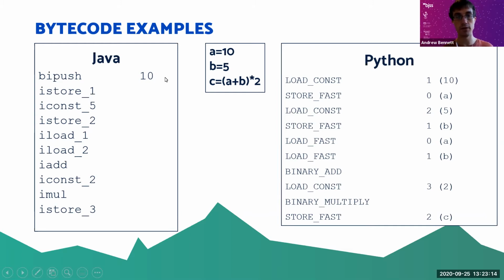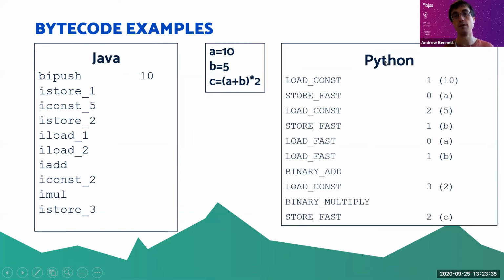So obviously we push 10 on the stack. We store it in local slot number 1. We push 5 on the stack, store it in local slot number 2. We load back on top of the stack from these 2 local slots. We add those together. We push 2 onto the stack. We multiply. And then we store that result in local slot number 3.